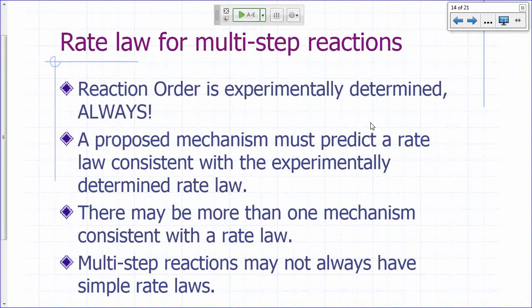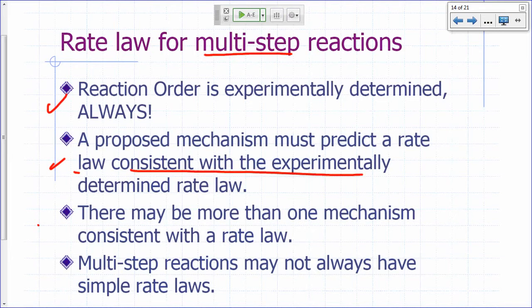Okay? So how do you derive, how do you predict what the rate law is going to be given a mechanism for a multi-step reaction? Okay, like I said, your reaction order has to be experimentally determined, but with a proposed mechanism, you can predict what the rate law would be, and so that prediction should be consistent with the experimentally determined rate law.